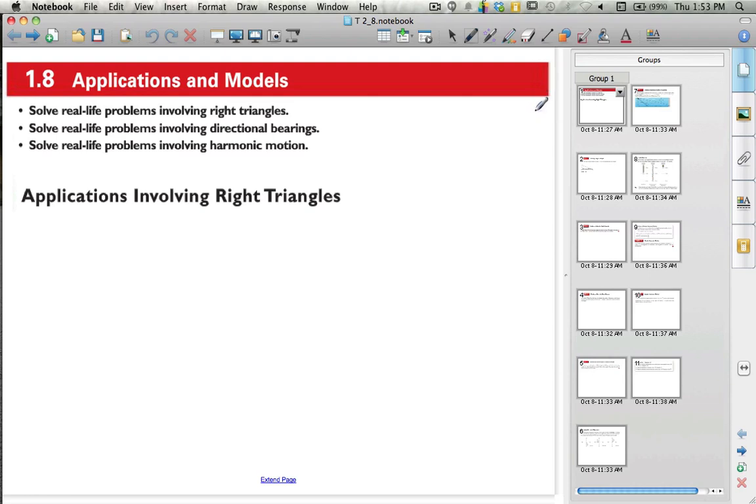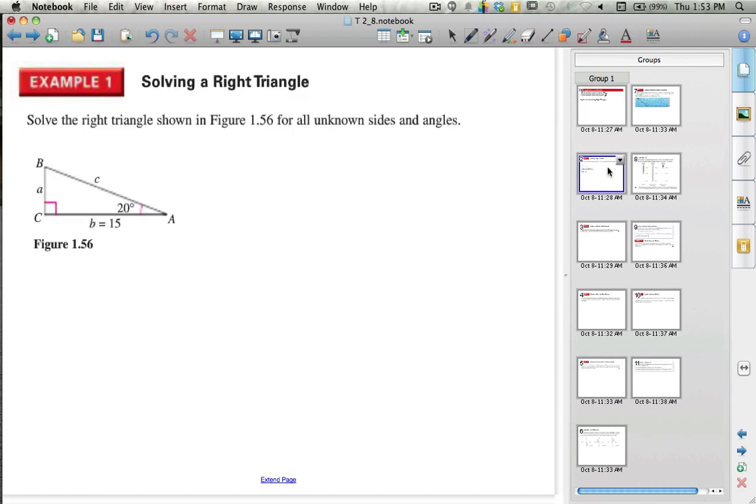In section 1.8, we're going to work with solving real-life problems involving right triangles. We're going to be working with directional bearings, and we're also going to be working with harmonic motion. Okay, so we're going to start off with applications that involve right triangles.